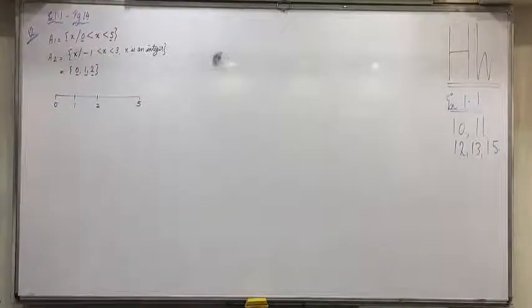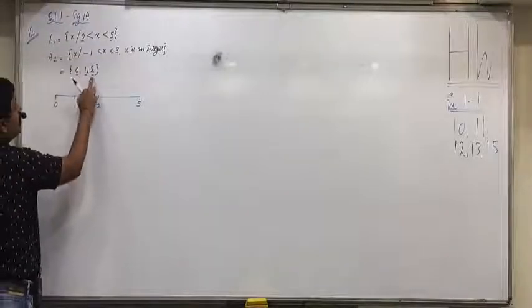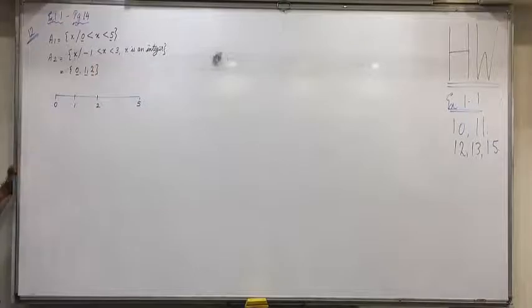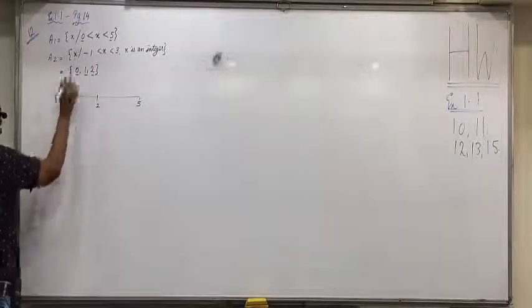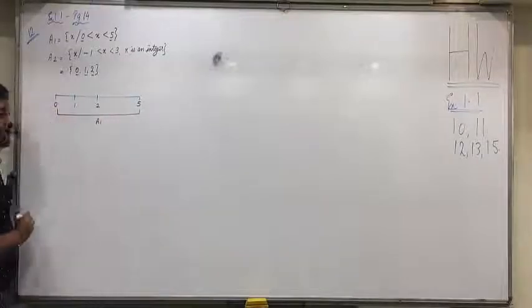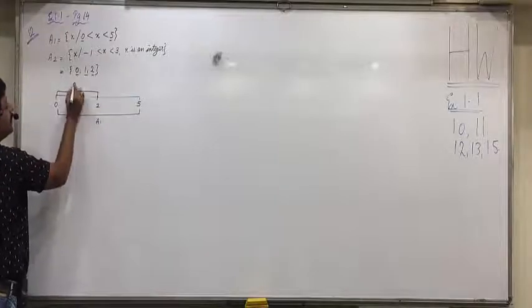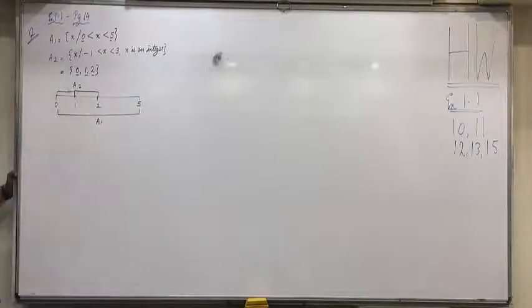Which are the four numbers included in the events A1 and A2? 0, 1, 2 and 5. Write them in ascending order, then mark A1 and A2. Can I say 0 to 5 is A1 and 0, 1, 2 is A2? Okay, always do it with a number line, then only you will understand the solution.